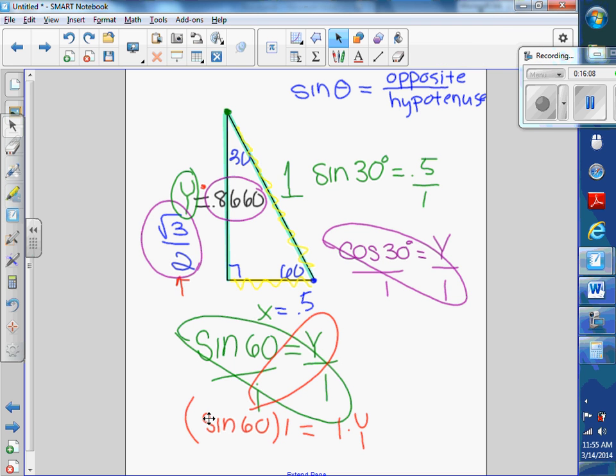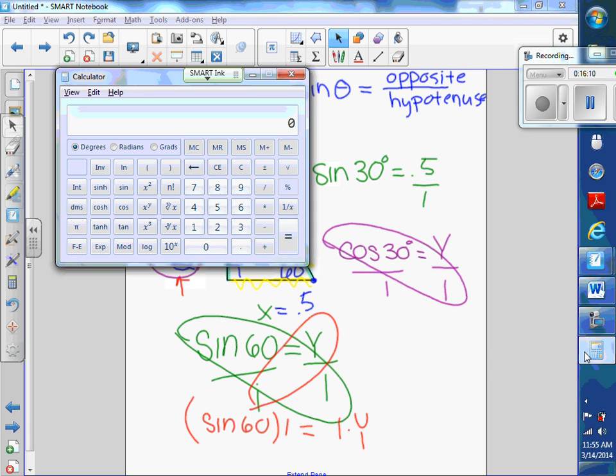On my calculator, I have to type in 60 first, but on your calculator, you do sine and then 60. It just depends on the calculator. So when I type it in, I get the same length.